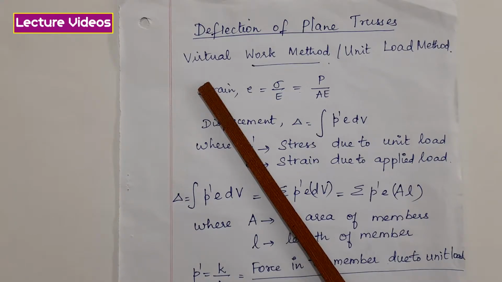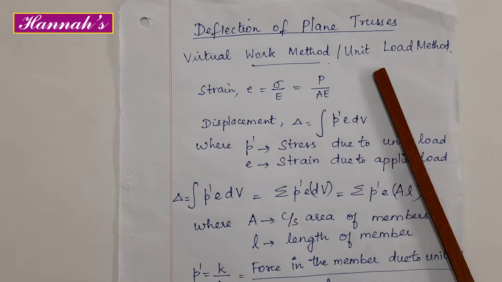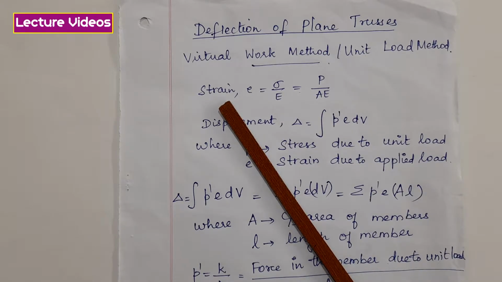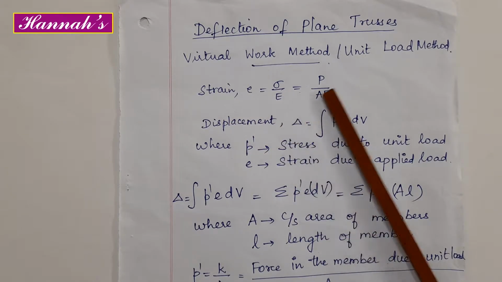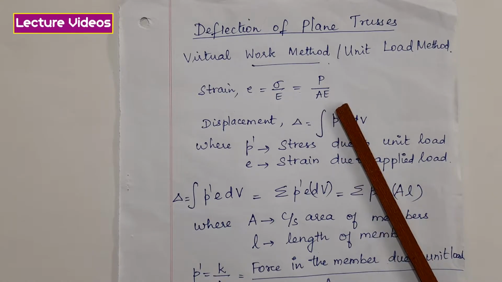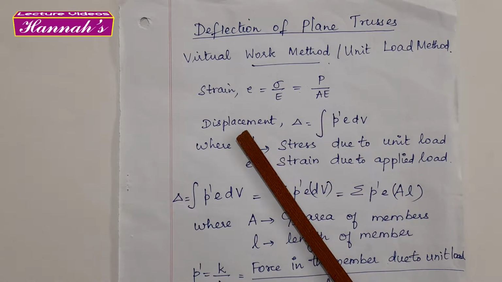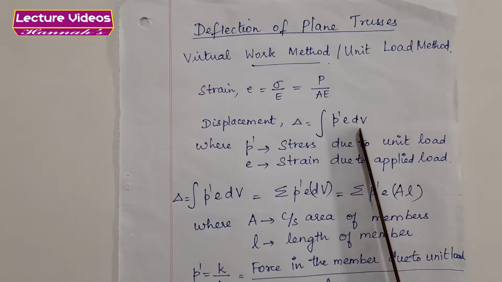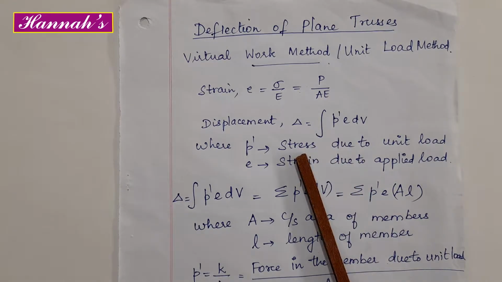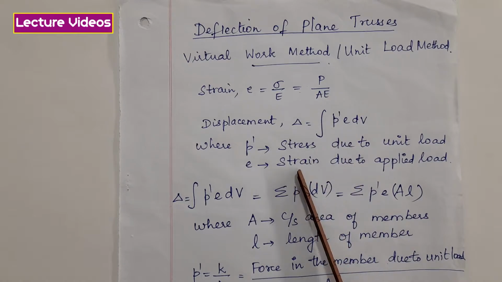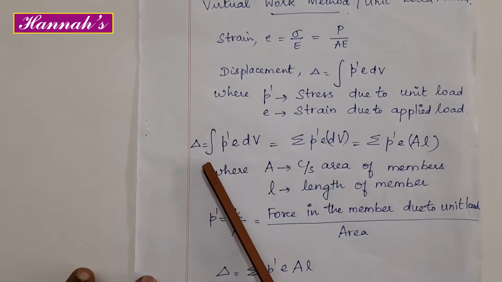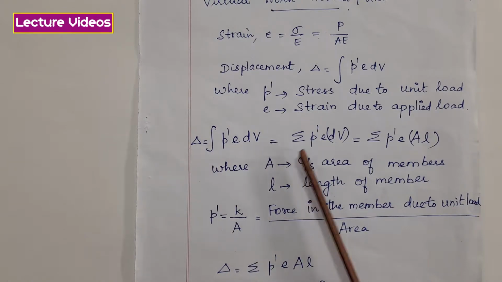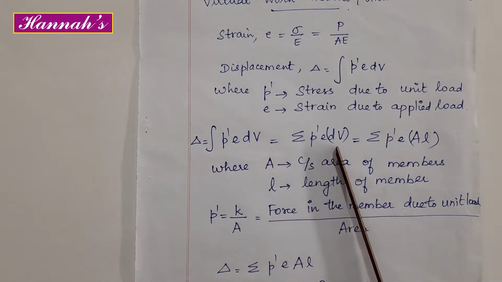Virtual work method is also called the unit load method. Here, strain energy is denoted as stress by Young's modulus, or I can write it as load by area into Young's modulus. Displacement for a small element delta can be given as integral P dash E dV, where P dash is the stress due to unit load, E is the strain due to the applied load. I can equate the displacement as a summation of P dash E into dV. Instead of dV, I can write it as the multiplication of area into length, that is volume.